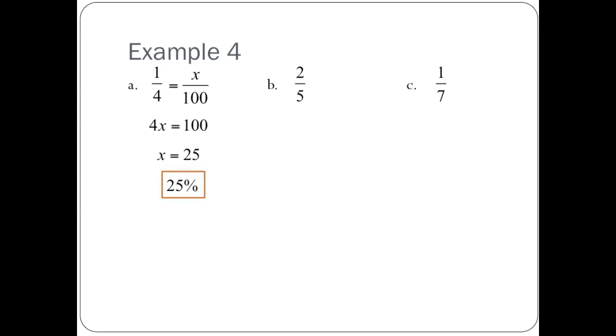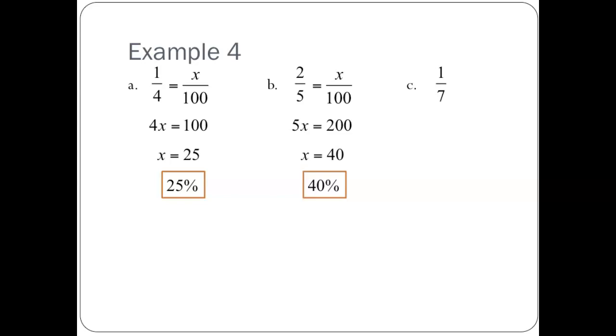Alright, the next one we have 2/5. So again, we want to write this as an equivalent fraction over 100. So this is equal to x over 100. Now we cross multiply, so we have 5x equals 200. Divide both sides by 5, and we get x equals 40. So this is going to be 40%.